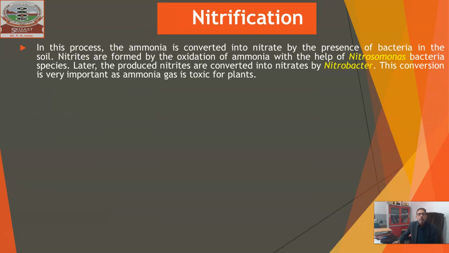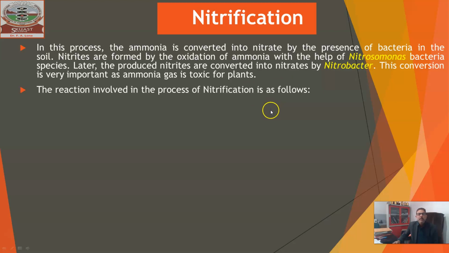Then you will have one more process, what we call nitrification. In this process, ammonia is converted into nitrate by bacteria in the soil. Nitrites are formed by the oxidation of ammonia with the help of Nitrosomonas bacteria. Later, the nitrites are converted into nitrates by Nitrobacter. This conversion is very important, as ammonia gas is toxic for the plants. The reaction involved in the process of nitrification is as follows.